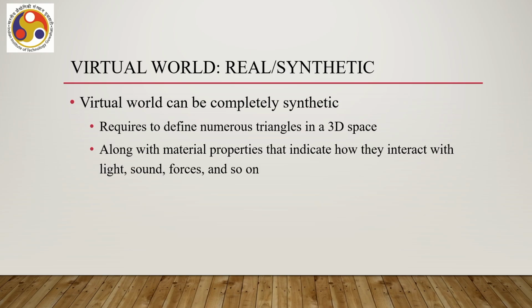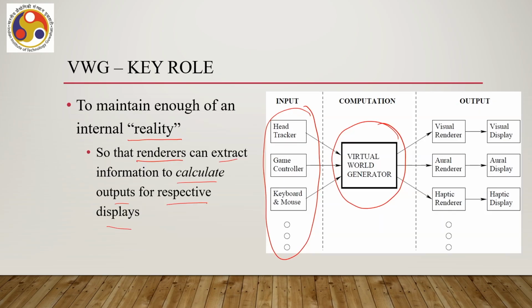Now, how can it be done? In order to maintain that match, the output devices have to be synced with the input data. We can have several types of output devices, such as a visual renderer which generates a visual display, an aural renderer which generates an aural display to be sensed with our ears, a haptic renderer which generates a haptic display to be sensed with our skin, and there can be many such other renderers as we have discussed during our VR hardware discussion.